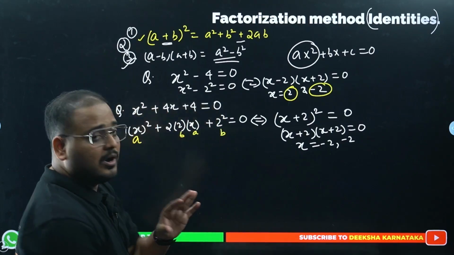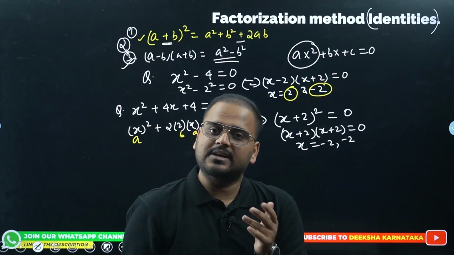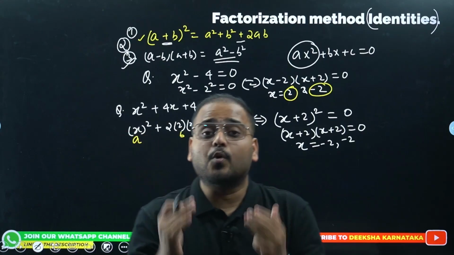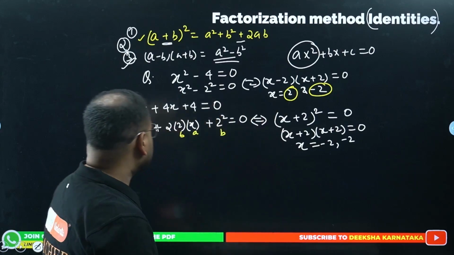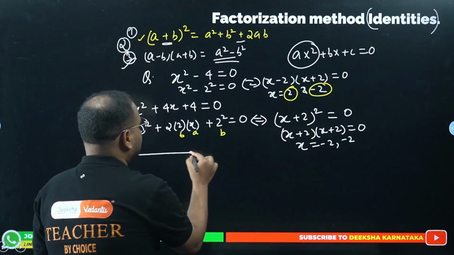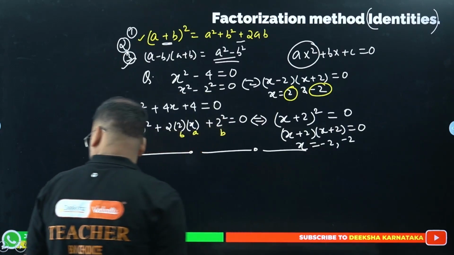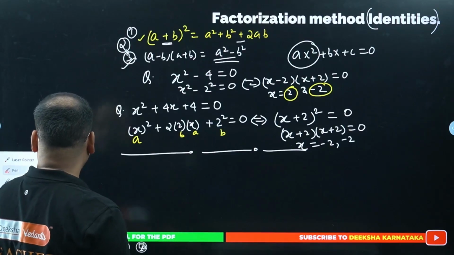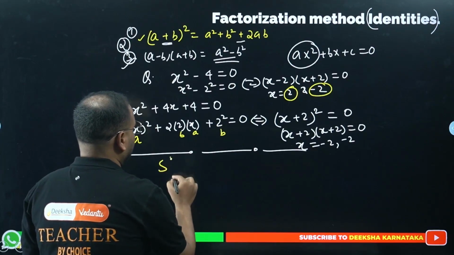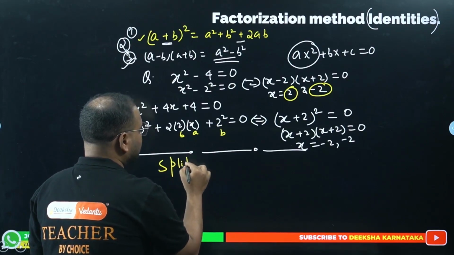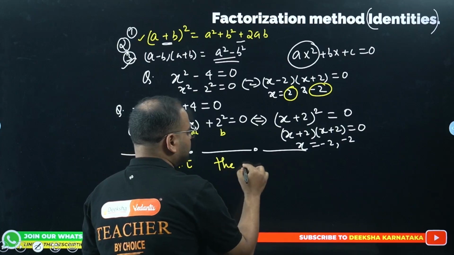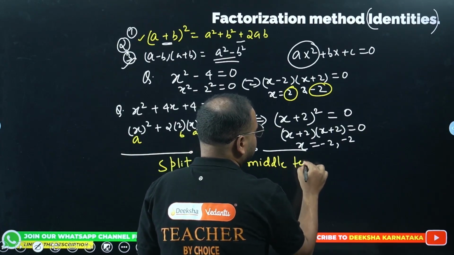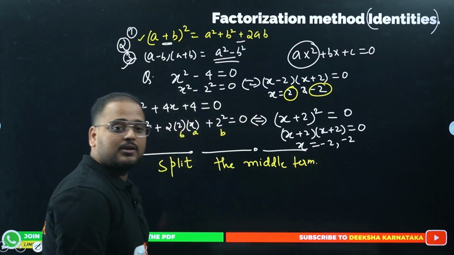Okay, so using identity is easy also. Only 3 are there. What about any other form which comes most handy, most useful? Yes. What is it called? Splitting the middle term. Split the middle term. Okay, in this what we do?